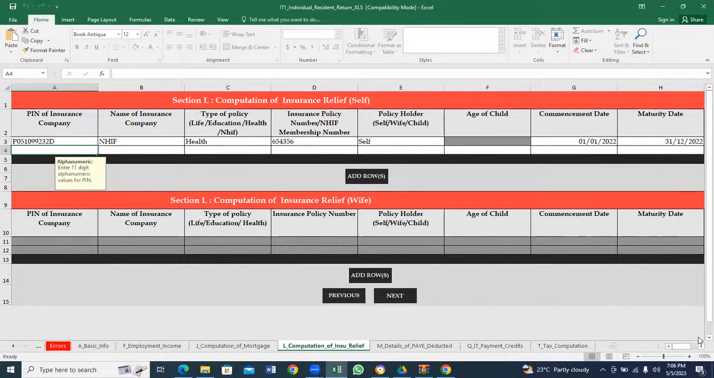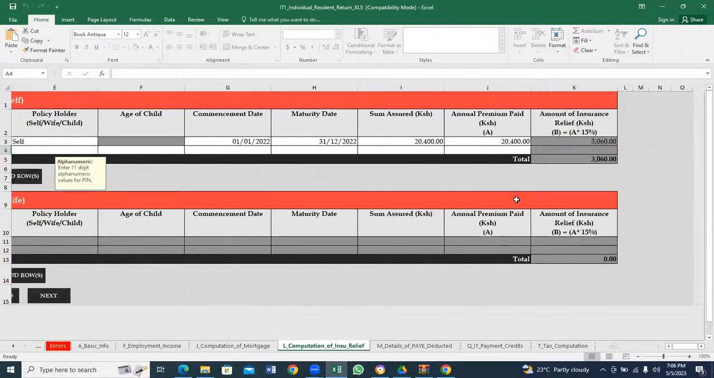If it is 18 years, maybe you will put in a mature in 2036. Then sum assured, maybe you are assured of 800,000. Premium when umelipa labda, if you are paying 5,000 every month, then that's a total of 60,000. Alafu system ita calculate your relief directly. Ni rahisi kuclaim insurance.